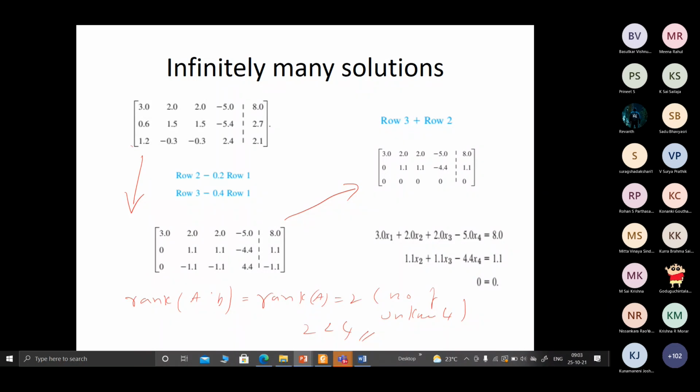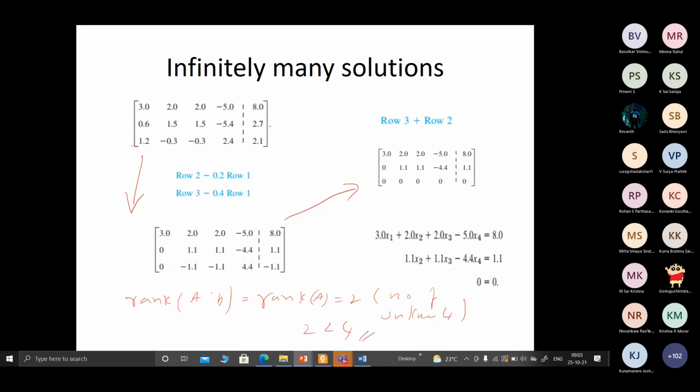How many arbitrary constants do you have to set? The difference, 4 minus 2, which is 2. 2 arbitrary constants you have to set. Is that clear? You can set x3 equal to k1, x4 equal to k2. Then you will get x1 and x2 in terms of k1 and k2. That's all. That's the technique here.